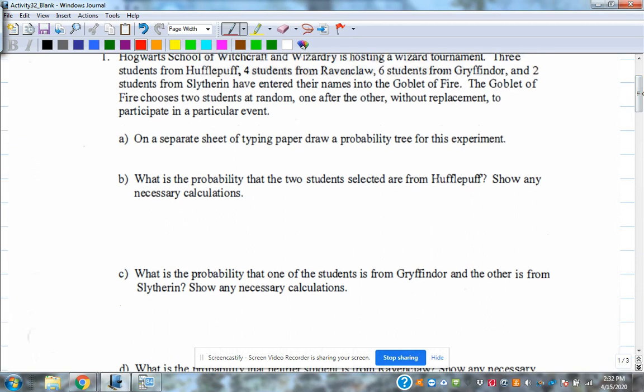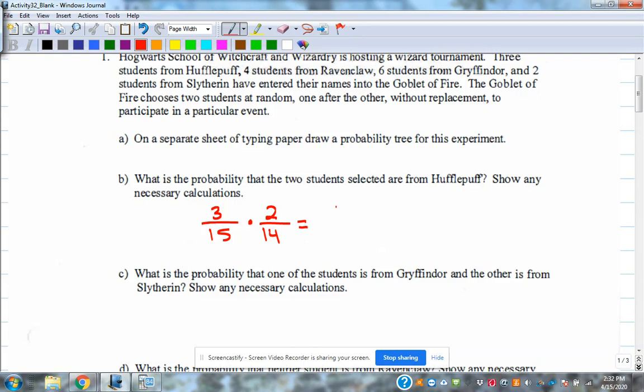When you look at the B part, it says, what is the probability that the 2 students selected are from Hufflepuff? So what's the probability of the first person selected being from Hufflepuff? 3 out of 15. And then the second person being drawn, if you drew a Hufflepuff to begin with, there's only 2 Hufflepuffs left, but now there are only 14 people in the drawing.